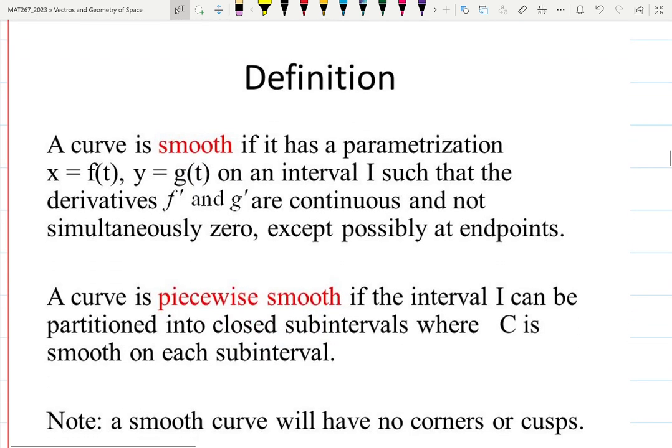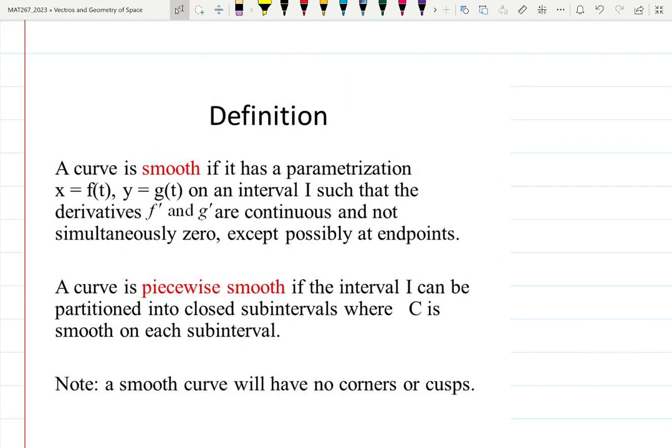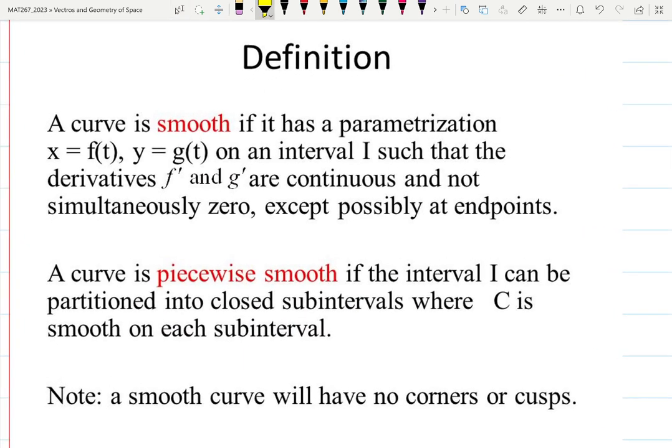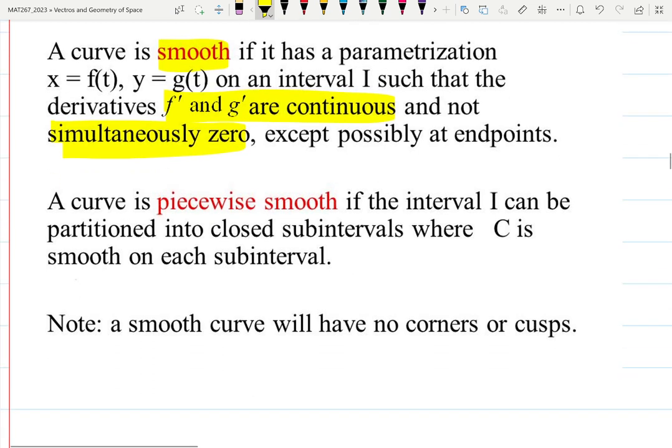Now, smooth. That's lots of definitions. I can just give you the notes, so you don't have to write them down. But a curve is smooth if it has a parameterization x and y, f of t and g of t, on the interval I, such that, guess what? Derivatives exist everywhere. They are continuous. Derivatives are continuous, not simultaneously 0, except maybe at endpoints.